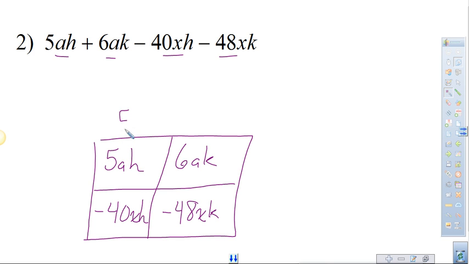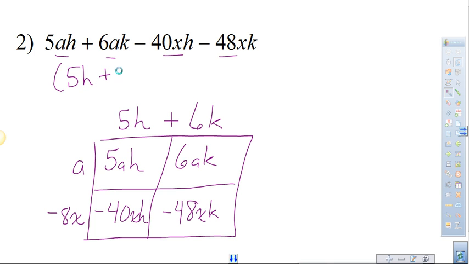Column, we can take out a 5 and an H. Column, we can take out a positive 6 and a K. Row, only an A here, and row, a negative 8X. And that is your answer.